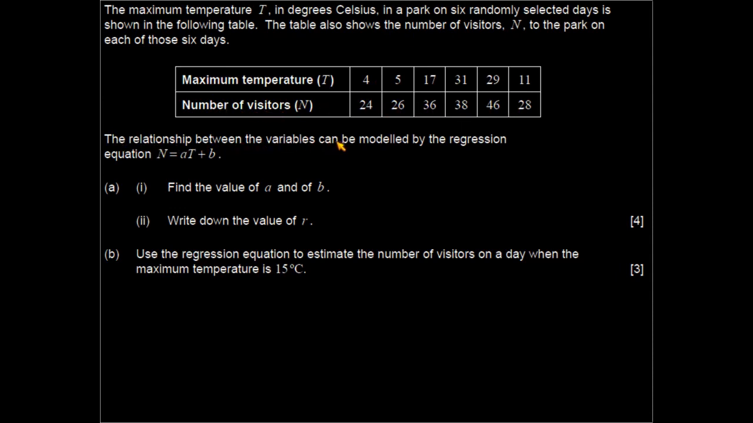And it says the relationship between the variables can be modelled by the regression equation n is equal to at plus b. If you compare this to y is equal to mx plus c, we can see that this is basically the same form. So we should have a straight line graph here. If we plot n, the number of visitors, on the y-axis, and the temperature on the x-axis, we should get a straight line graph, and the gradient m would be equal to this value a it wants us to find, and then the y-intercept c would be equal to this value b. So we need to find the value of A and B, which we can do by making a graph with your graphical calculator, inputting the data, plotting the graph, and then finding the value of M and C.